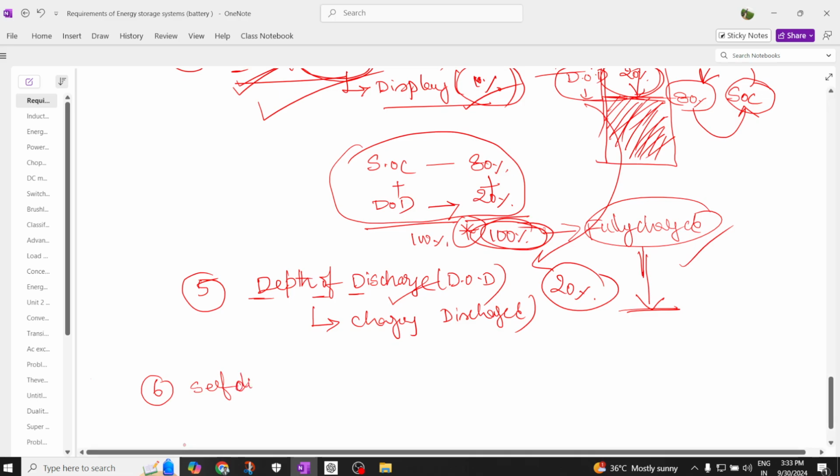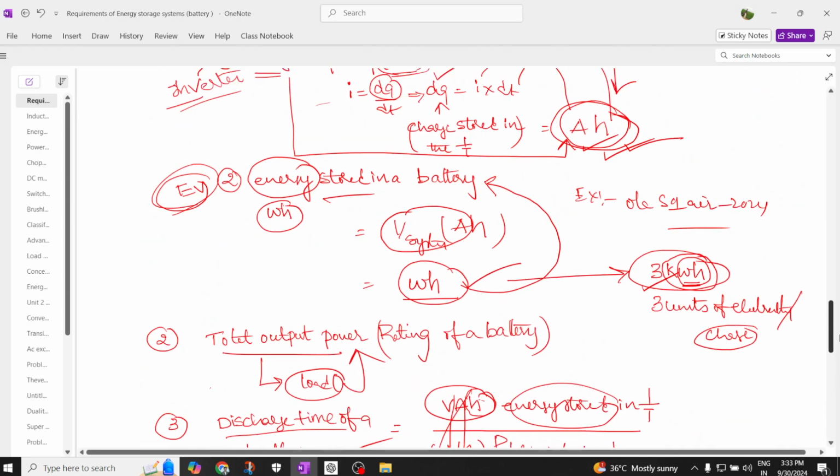Self discharge. Okay, so what is this self discharge? Self discharge also plays a major role. You can see the revision.